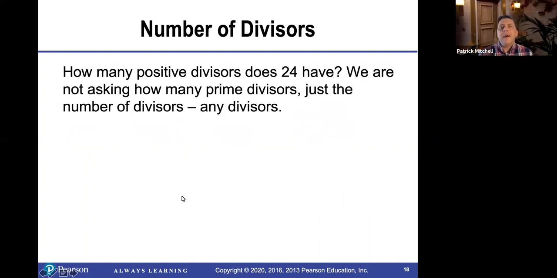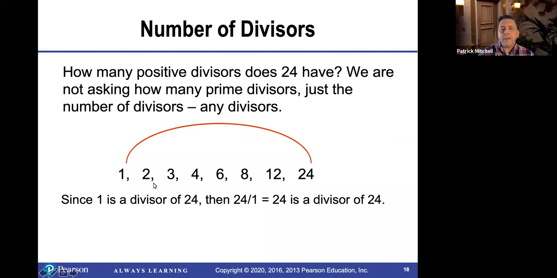All right, number of divisors. I really enjoy this topic, right? It's a really clever use of the fundamental counting rule that we talked about. Gosh, I think that was in the last chapter. How many positive divisors does 24 have? We're not asking how many prime divisors, just the number of divisors, any divisors.